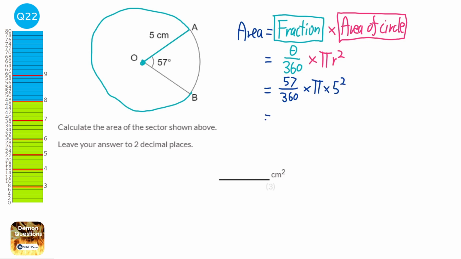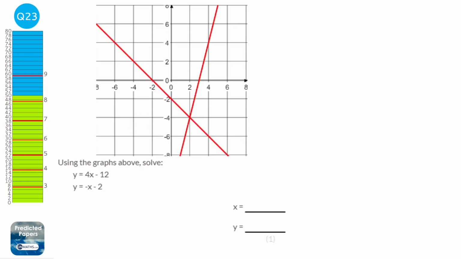Put that into your calculator and you'll get 12.435 blah blah blah. And it says it wants it to 2 decimal places, so we round that to 12.44 centimeters squared.